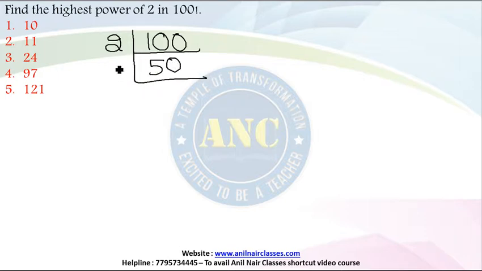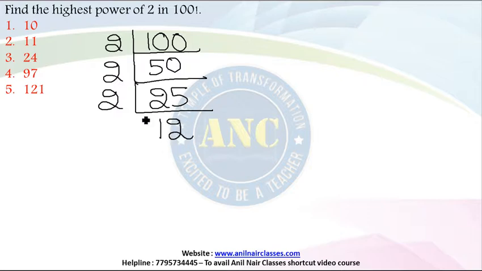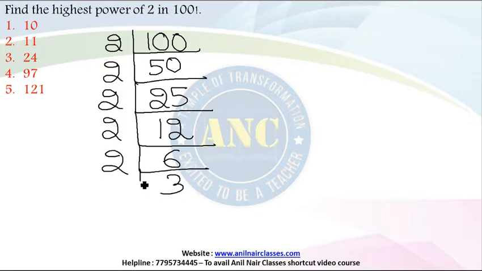2 into 50 is 100. 2 into 25 is 50. 25 cannot be divided by 2. That's okay. If I get the remainder also, that's okay, I will not write that remainder. That's all. 2 into 12 is 24. I can divide 12 times, right? 2 into 6 is 12. 2 into 3 is 6. And then 2 into 1 is 2.